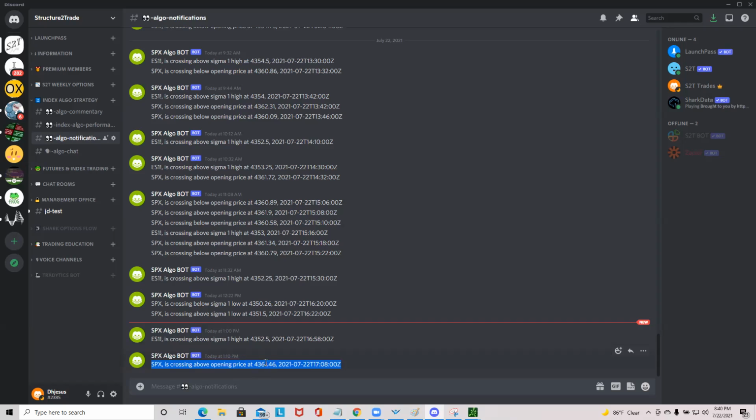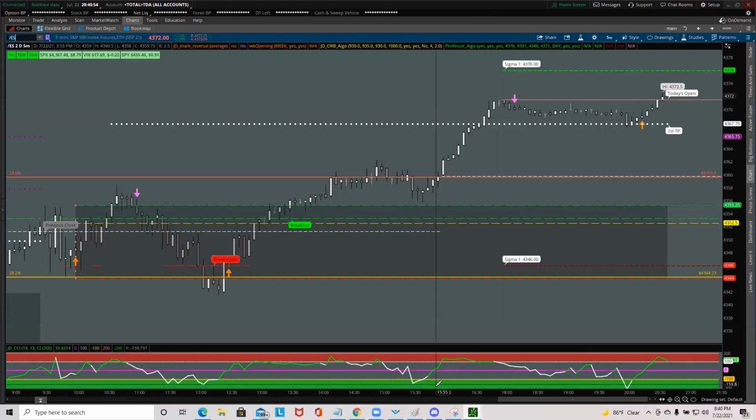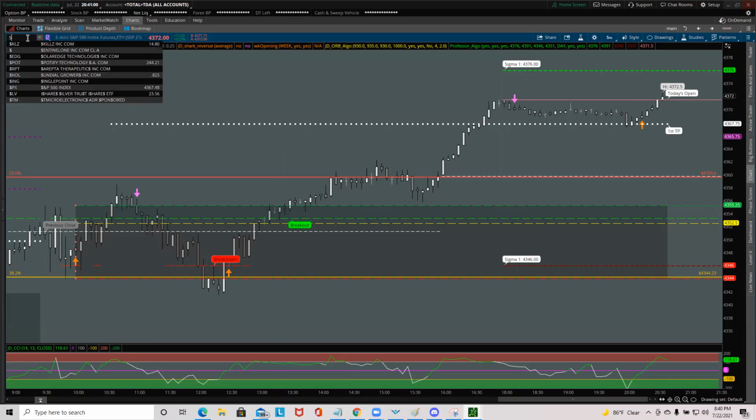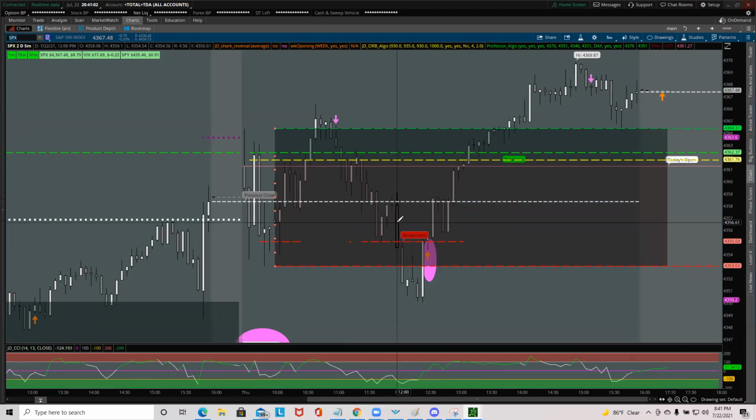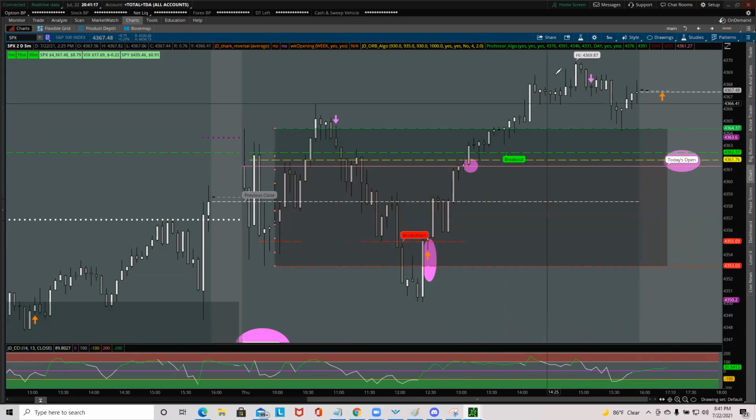After that, if you look at 1:10 p.m. in SPX, it was crossing above the opening price. So a lot of good stuff happening after that. So the opening price was right over here. You can see today's open in this section. This is the candle at 1:10 p.m. right here. And from that point forward, we went from 61 to 69, it was 8 points.